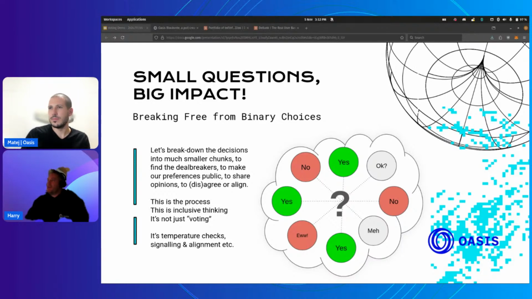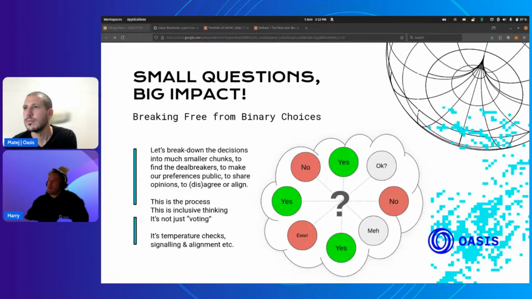So if you look at the cloud of questions, instead of the big yes or no vote, what if we could break down decisions into smaller, more manageable chunks? What if we could spot the deal breakers very early, before we spend months making a proposal that's destined to fail? And for delegates, this is really crucial.